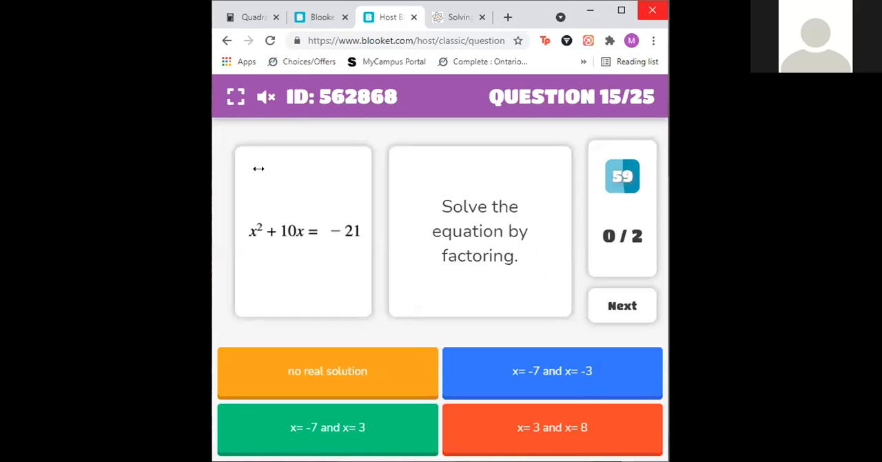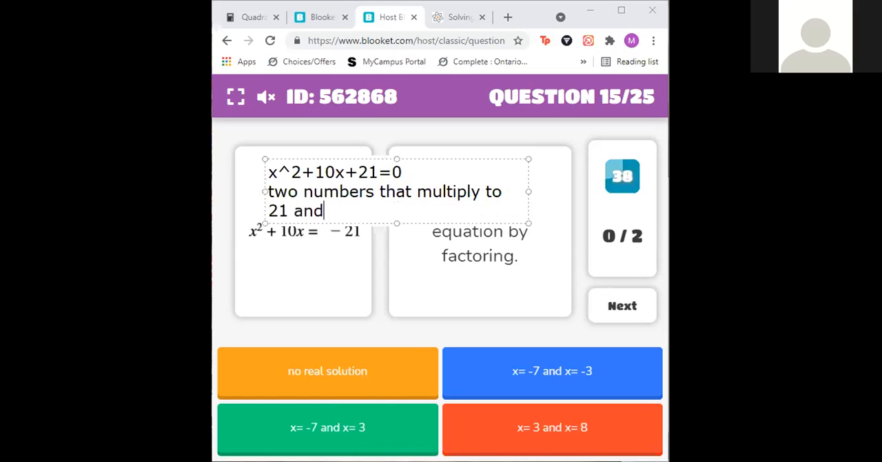And for this one, x squared plus 10x minus 21, plus 21 because you bring it over to the left side, it becomes positive. So what are two numbers that multiply to 21 and add to 10? x squared plus 10x equals -21.